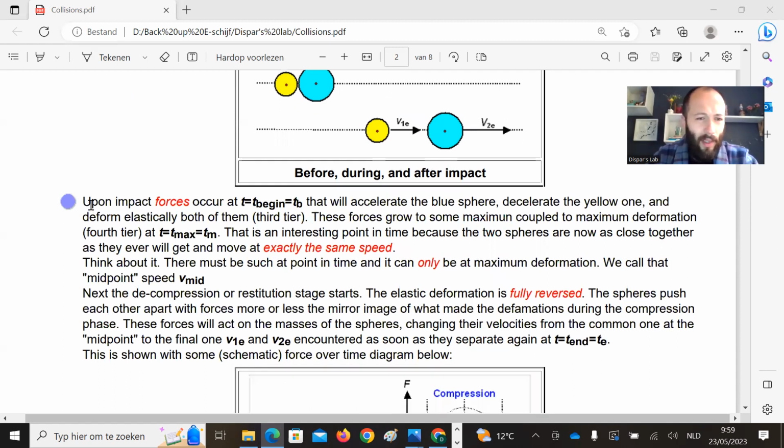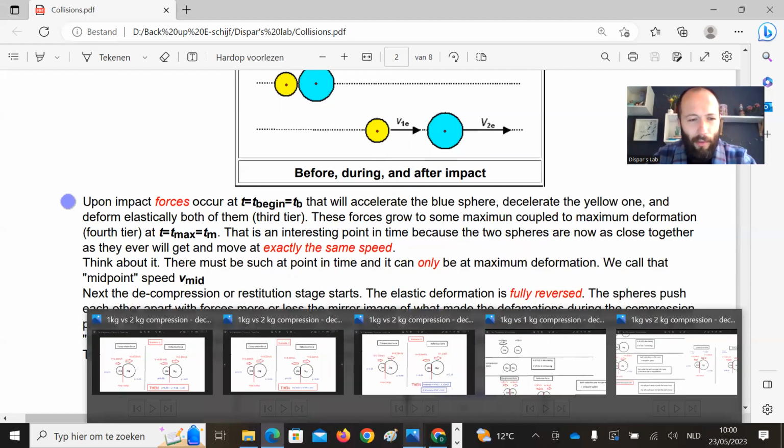So let me read some of it. Upon impact, forces occur at t beginning, the beginning point, that will accelerate the blue sphere, decelerate the yellow one, and deform elastically both of them. These forces grow to some maximum coupled to maximum deformation at t maximum. That is an interesting point in time because the two spheres are now as close together as they ever will get and move at exactly the same speed. So at the moment of maximum compression, both objects will move in the same direction with exactly the same speed. That's important to know.